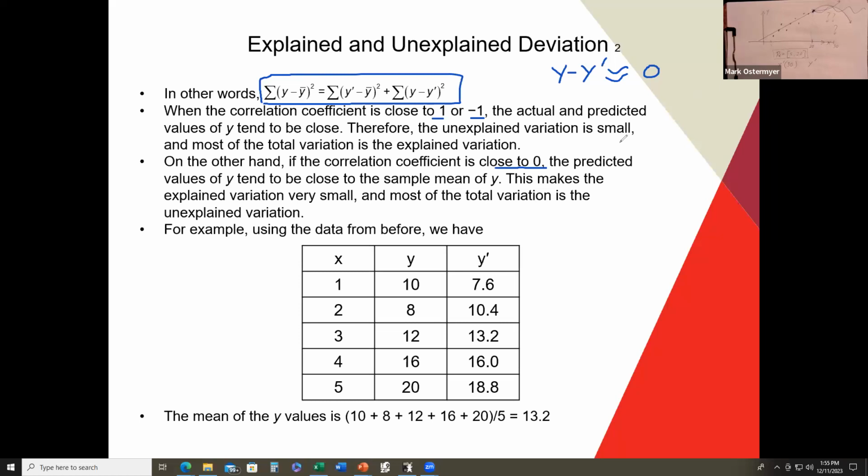So depending upon whether r is close to 1 or -1 or close to 0 will dictate which of these variations is the larger or more dominant variation and which one is the least dominant. And that ratio, if we take the ratio of the explained to the total variation, we generate what's called r squared, which is the coefficient of determination.